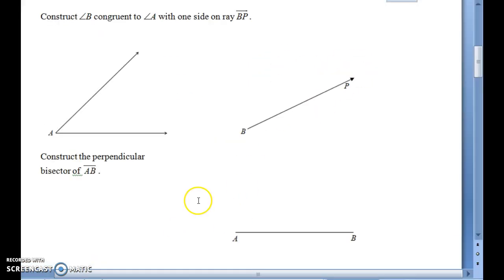The second construction that we're going to do is copying an angle. I'm going to construct angle B that is congruent to angle A with one side on ray BP. So I want to copy the measure of this angle over here so that BP is one side of the angle. So first thing I need to know, I know that this ray right here is the flat side, so I'm going to make this side the flat side as well. I need to know how far angle A opens. So to measure how far angle A opens, I have to figure out a place to measure it.